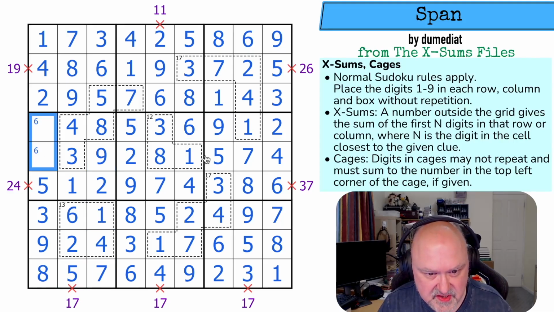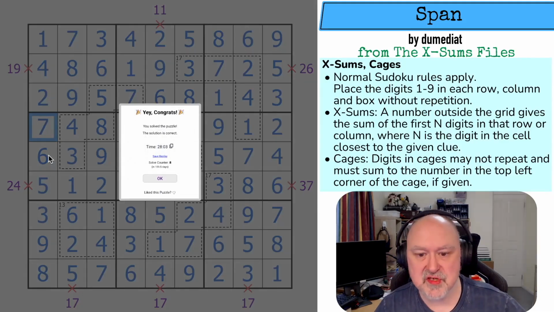These are the final 2 digits in the puzzle, which are 6 and 7. And I'll use that 7 to make this the 6, that the 7. And that is how you solve Span by dumediat.